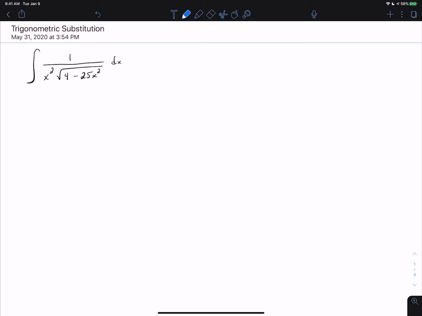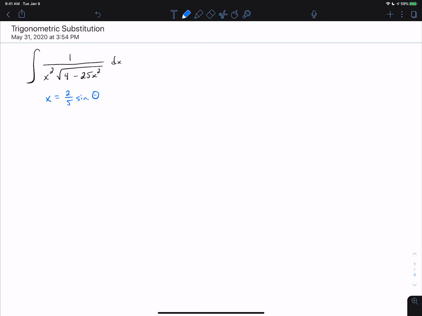Looking at the square root, we're going to pick the x that we would have picked in the last video. Based on what we were doing in the last video, we should pick x equals 2/5 sine theta. We do that because the 5 will cancel the 25, the 2 will make the 4 match, and 1 minus sine squared is cosine squared.